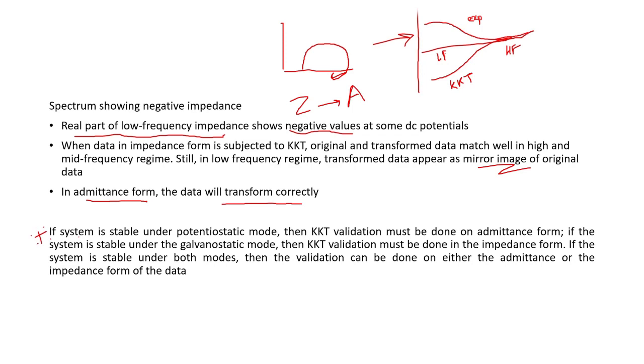I hope that, Madam, is clear. From the data, is it possible to find whether it is potentiostatic or galvanostatic? No, you will have to either try in both the modes and check the KKT. In one case, you are applying a current perturbation and getting the potential as output. In the other, you are applying a potential perturbation and getting a current. So you will have to do both and check if you are getting the same result or if there is any difference. Then do the KKT and check. That should be the way, I think.